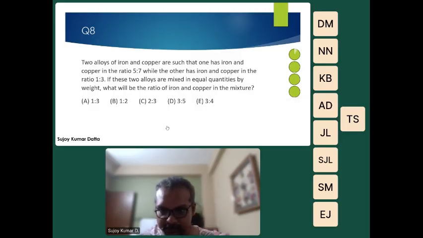Okay, you have answered 3 is to 5. Let's see. I see what you have done. You have added 5 plus 1, 6, and 7 plus 3, 10. That got you 6 and 10, which is 3 is to 5.